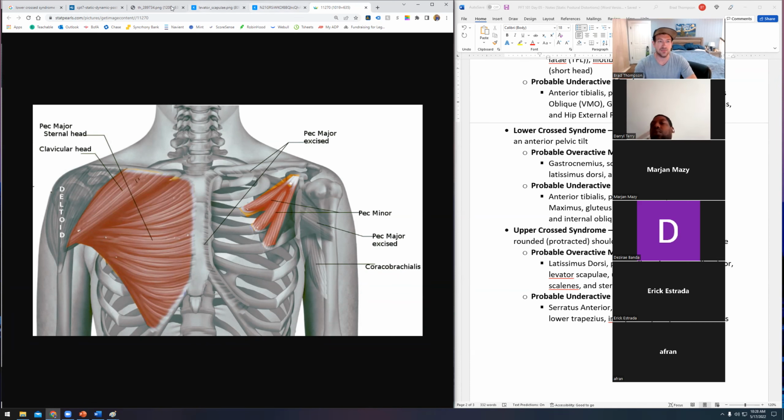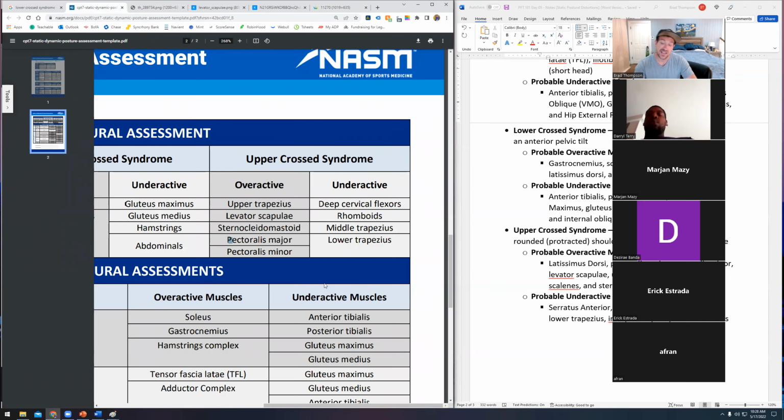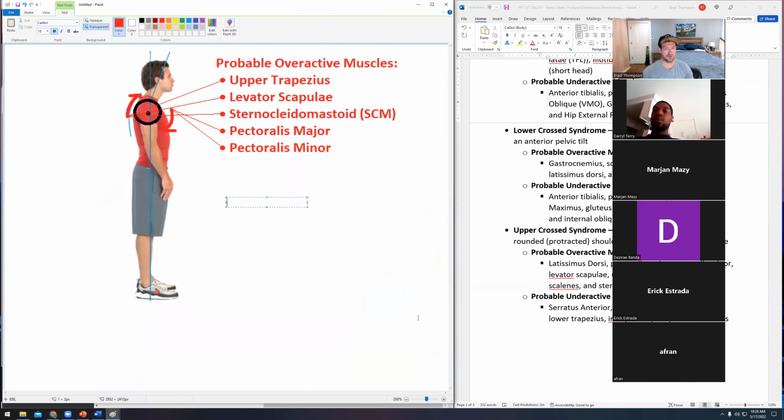So those are very tight muscles that are causing that rounding there, right? So we're going to need to stretch all those out. Then we got to talk about what muscles to strengthen. Our probable underactive muscles here in blue. This is going to be our first one, deep cervical flexors.